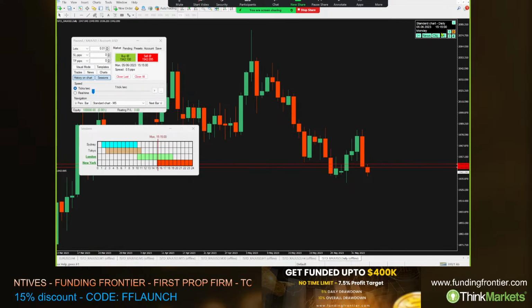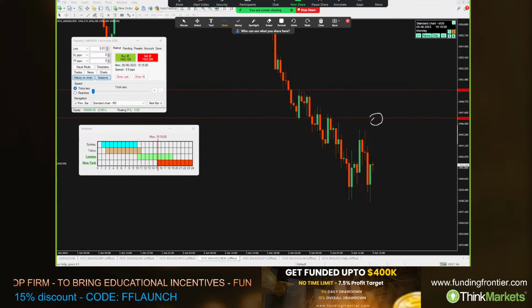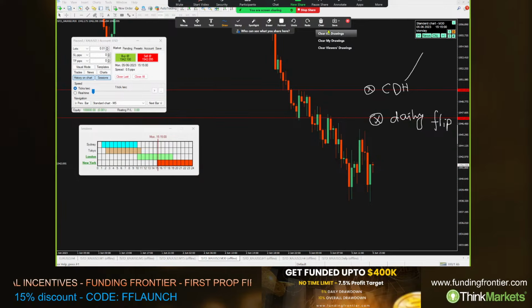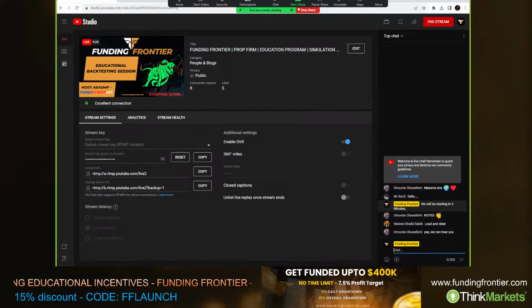So I'm going to clone these two levels right here, and on the 30-minute time frame, letting you guys know this is the daily flip, and this is CDH. CDH means current daily high, right? Any questions so far, guys? All right, perfect.